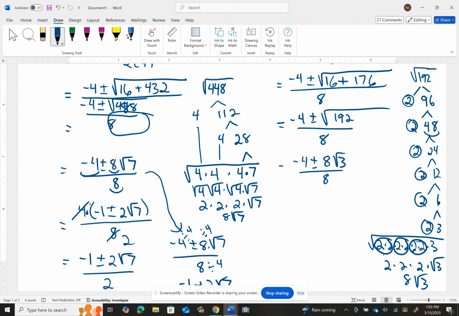Okay, and then we would simplify one of those 2 ways, similar to what we did here and here. So if you divide by 4 everywhere, you'd get -1 plus or minus 2 square root of 3 over 2 for your final answer. Okay, all right, now that one was using the quadratic formula.